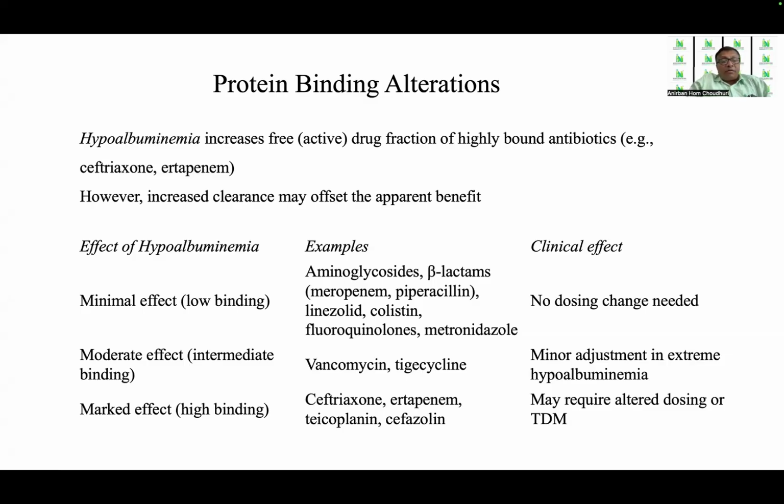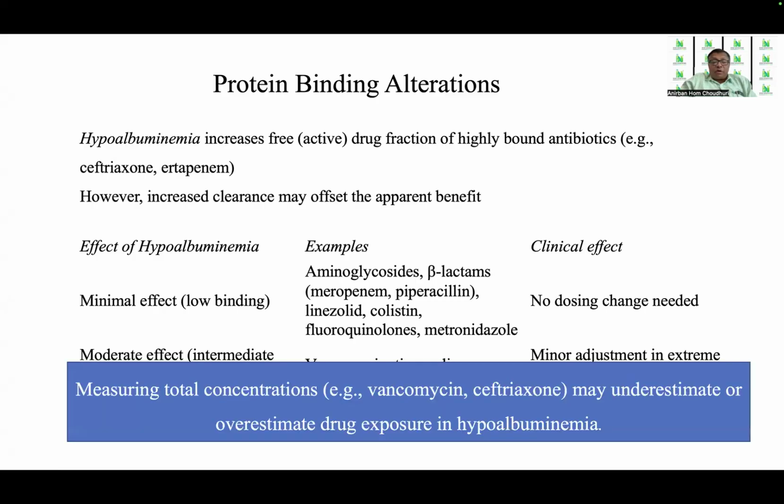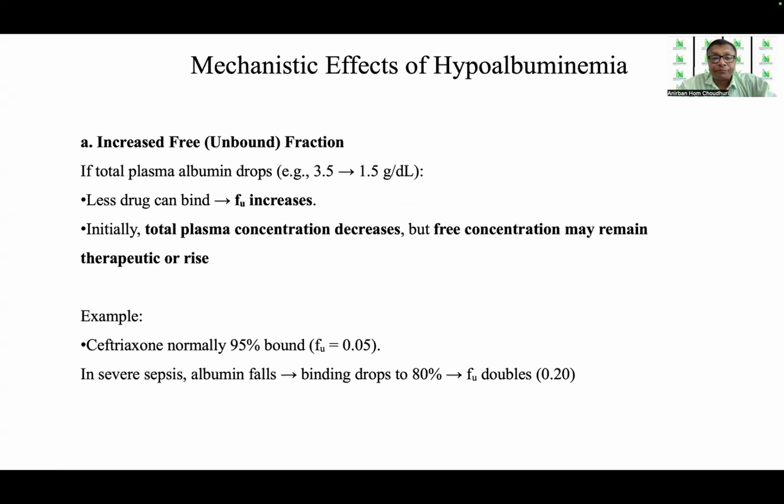needed. However, the effect of hypoalbuminemia on drugs with intermediate binding will need minor adjustment in extreme hypoalbuminemia. And for marked effect, there can be altered dosing, or dosing based on therapeutic drug monitoring. So measuring total concentrations of drugs like vancomycin, ceftriaxone, etc. may either underestimate or overestimate drug exposure in hypoalbuminemia.